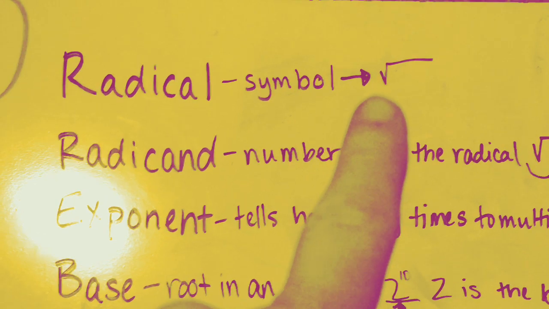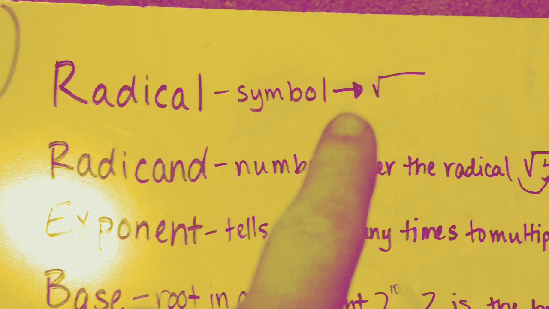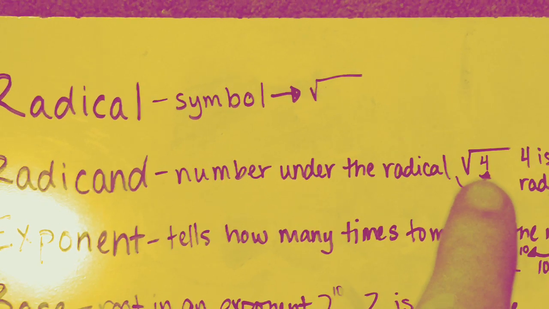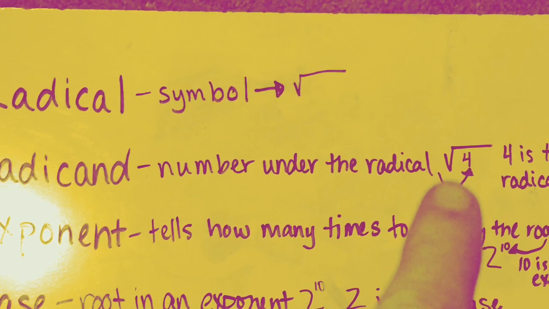A radical is a symbol that you might have heard called a square root sign before. A radicand is this number right here that goes under the radical. So in this case, the radicand is 4.